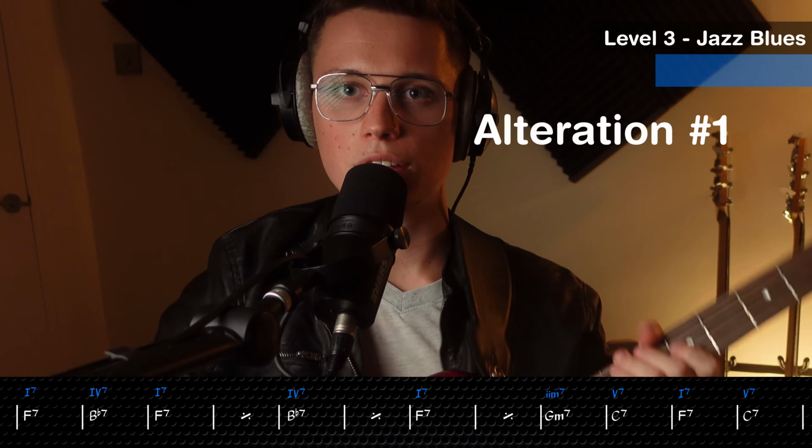Moving on to level 3, the jazz blues. Now, if you were to get up at a jazz jam session anywhere in the world and someone called the blues, this is probably the chord progression that you would play. Now, there's 2 extra alterations we're going to need to add at this level.